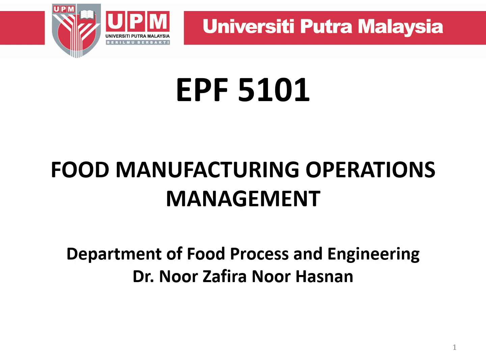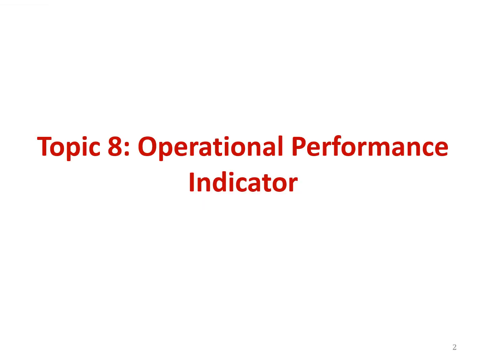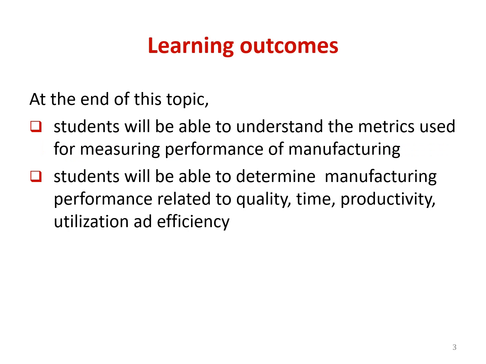So today we have a new topic on operational performance indicator. The learning outcomes for this topic are that at the end of this topic, the students should be able to understand the metrics or the indicators that have been used to measure the performance of manufacturing. And the second one, the students should be able to determine the manufacturing performance related to quality, time, productivity, utilization, and efficiency.